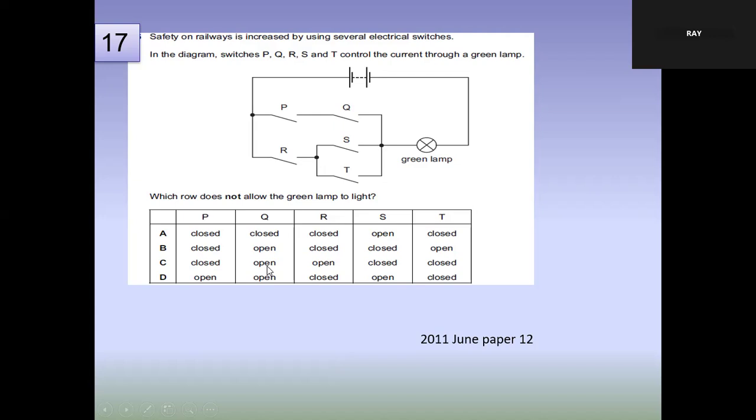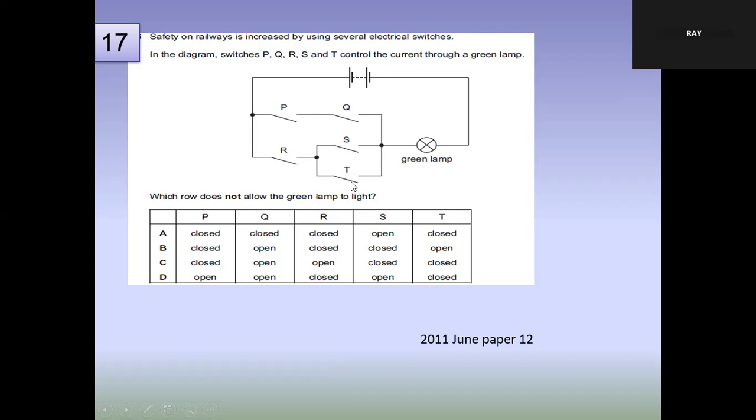Maybe it's C. Okay, let's see. You close R, open Q, now no current will flow through here. Current will flow through R. And close S, close D, the current will flow through. No. Open P, open Q, no current can flow through. Close R, open S, close D.